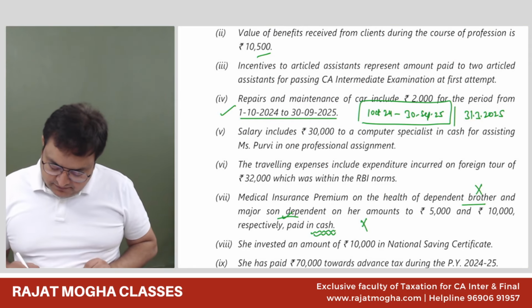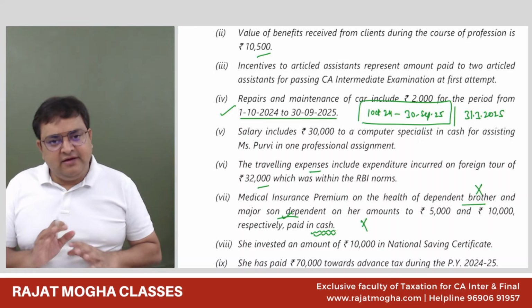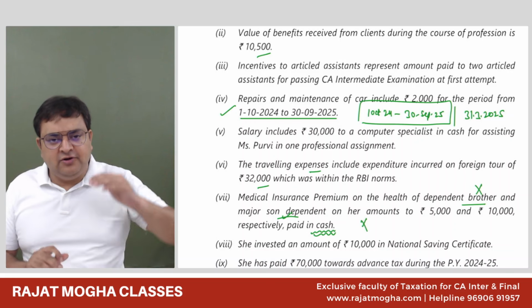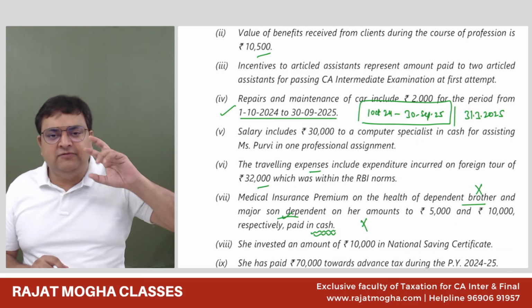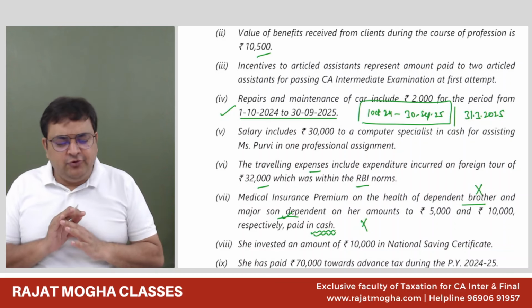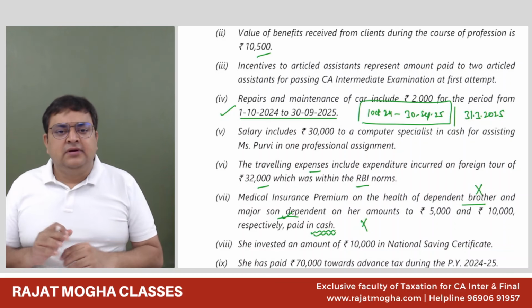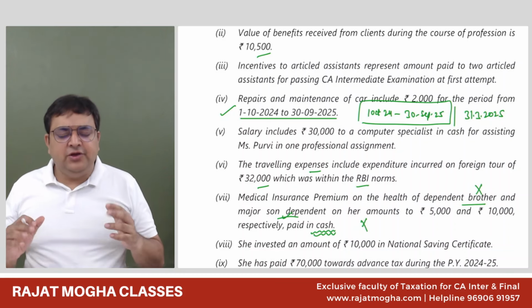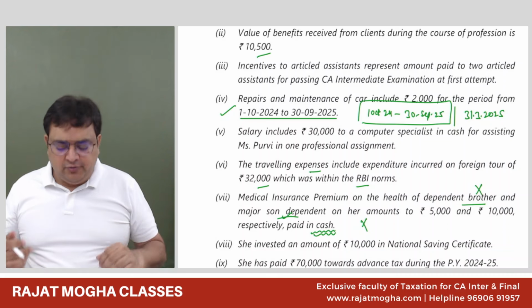Yes, sir. Now, traveling expenses within the RBI norms. So you will not do anything. Everything is perfect. So 32,000, it already includes 32,000, which is not as per the RBI limit. So again, you don't have to do anything. You have to ignore this information, but before ignoring, you have to tell the examiner why you are ignoring.